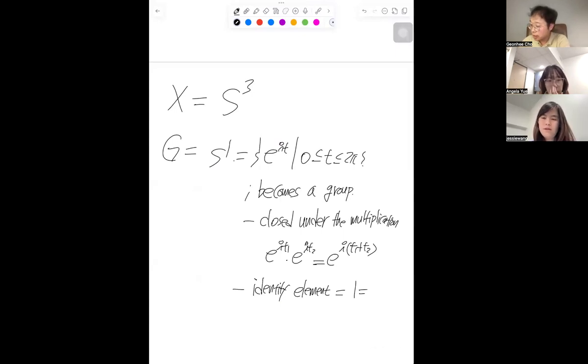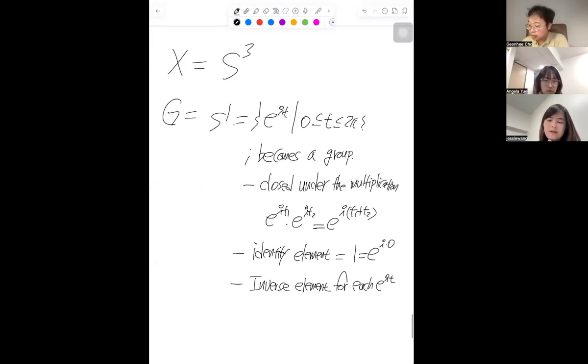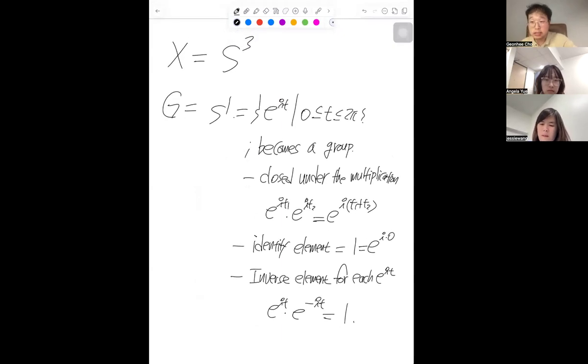1 is just nothing but e to the i times 0. You also have the inverse element. For each e to the it, what is it? e to the i negative t. Exactly, e to the negative it, so that you get 1. So as long as it satisfies these three rules, we call such a set a group. Is that okay with you?